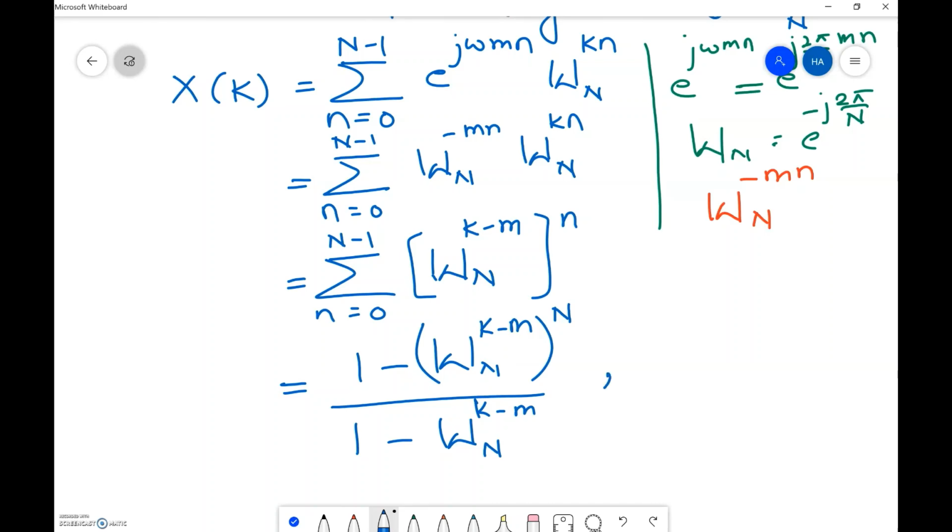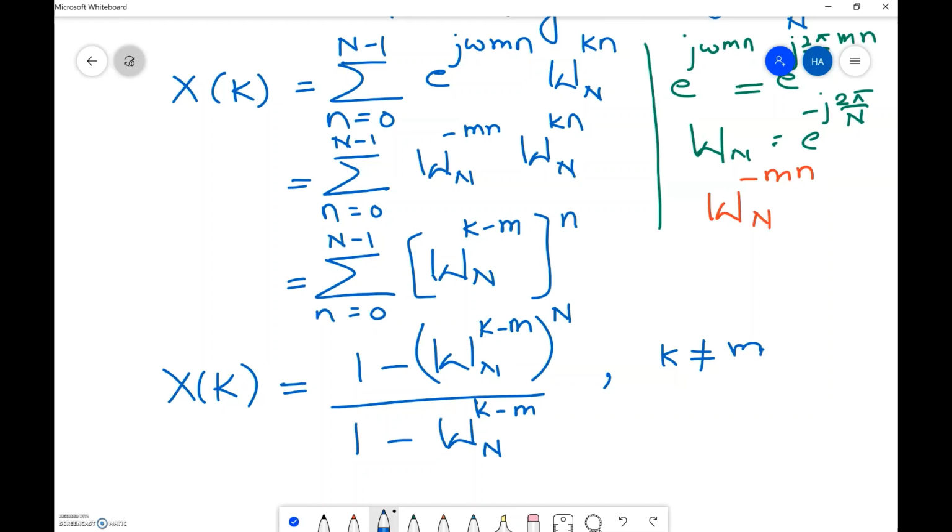So the value of this summation is true for all values of k except k equal to m. That means when k is not equal to m, the value of this summation holds good, for any value of m you can take, but k should not become equal to m. In that case, the value becomes infinity. So k should not be equal to m. Only then the X of k value will be this right hand side term which we have written, right?